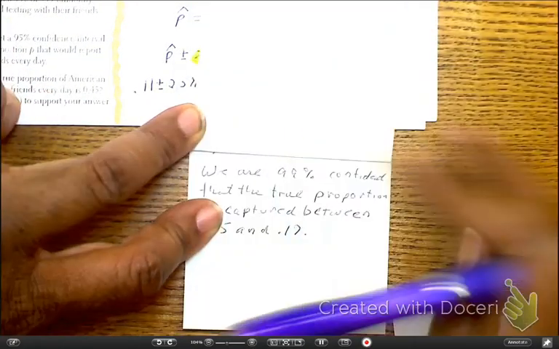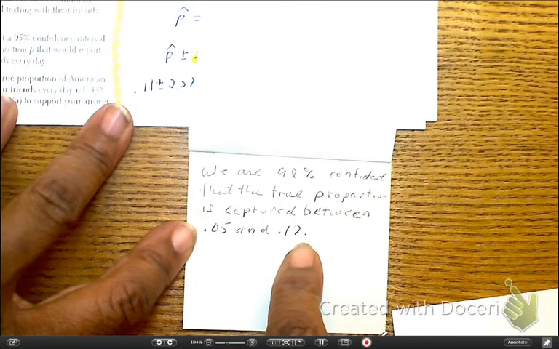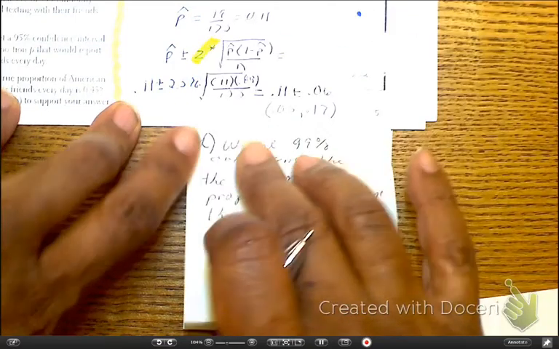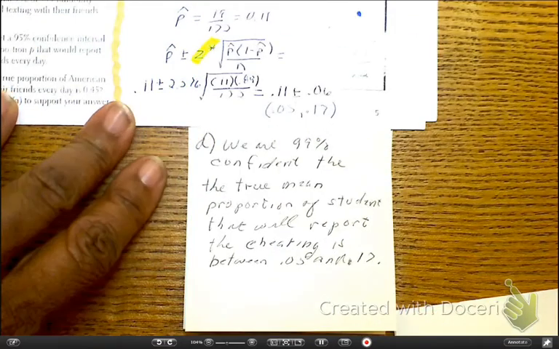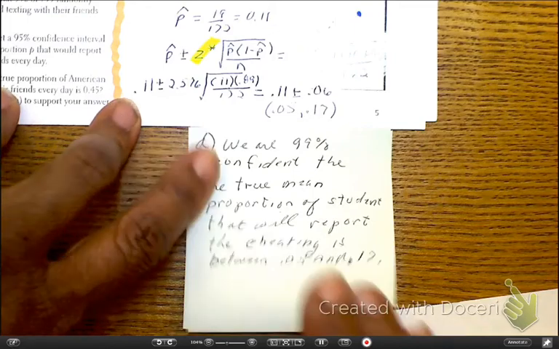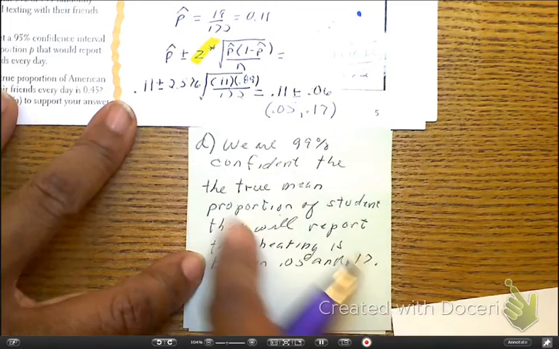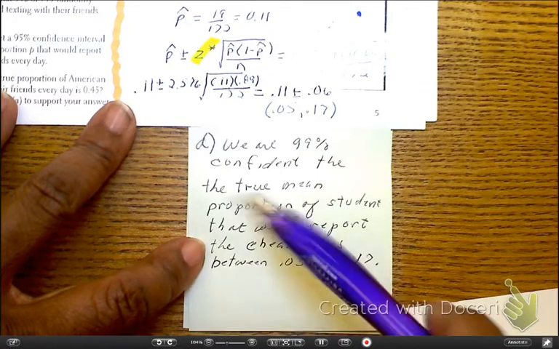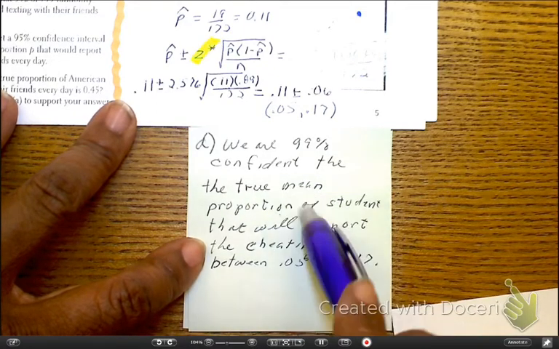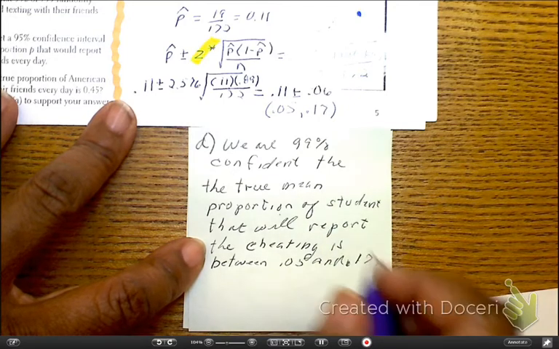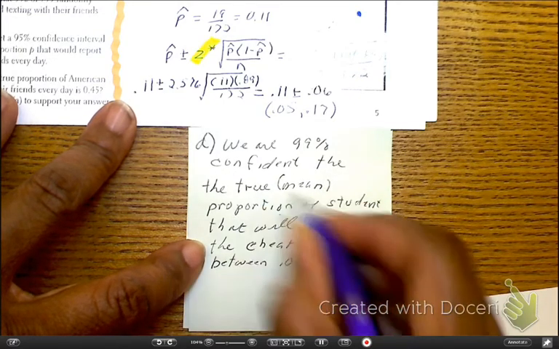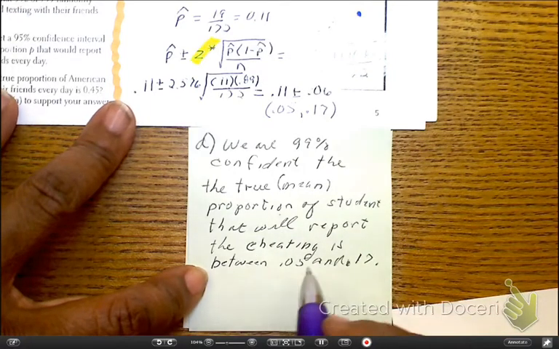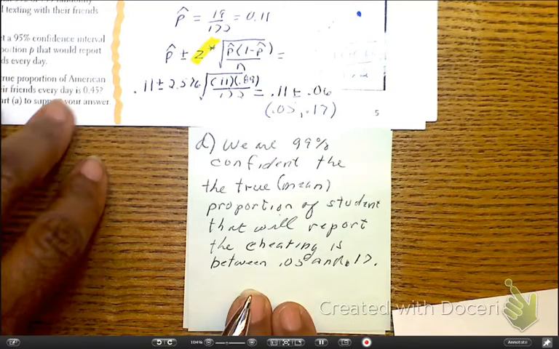You wouldn't receive full credit for this because true proportion of what? Of M&Ms, of Jolly Ranchers, my food's always on my brain. Or here, in context, remember, we're talking about the students. So here we're 99% confident that the true mean proportion of students, and you don't even have to write down the word mean if you don't want to, of students that will report the cheating is between 0.05 and 0.17.